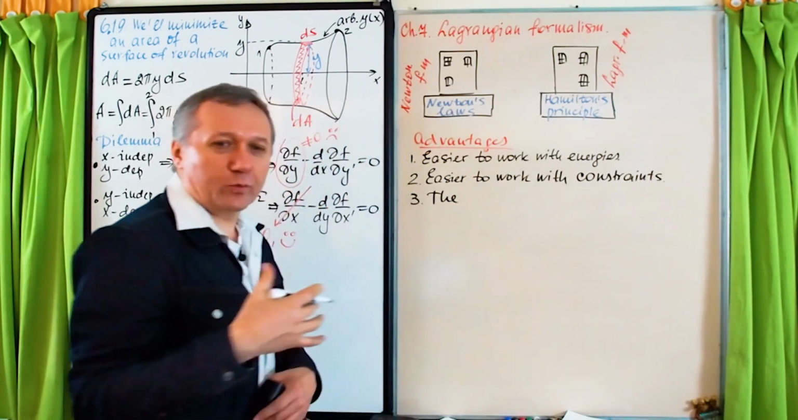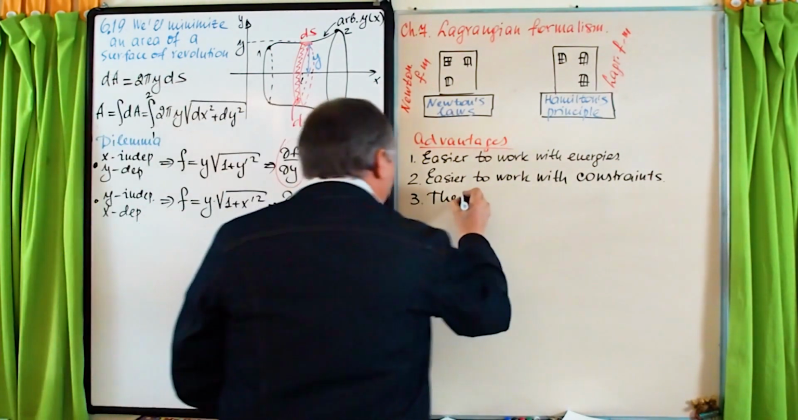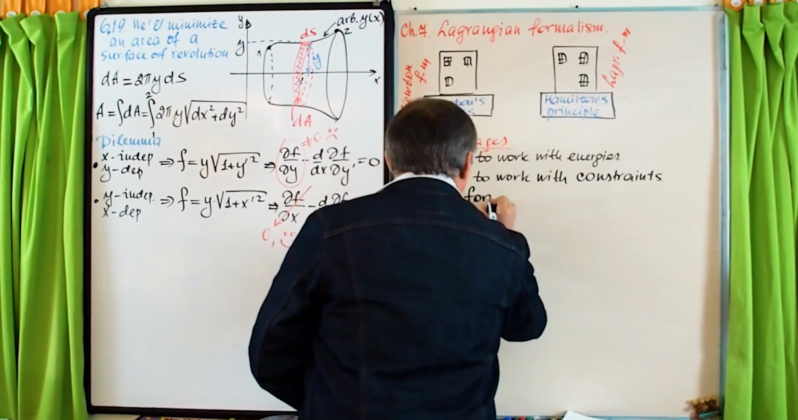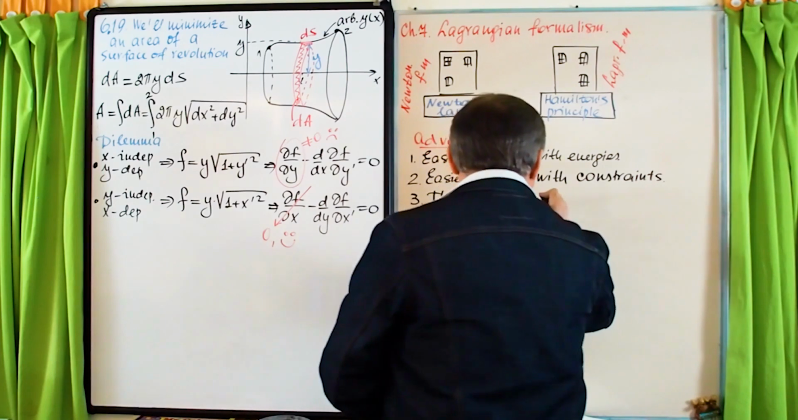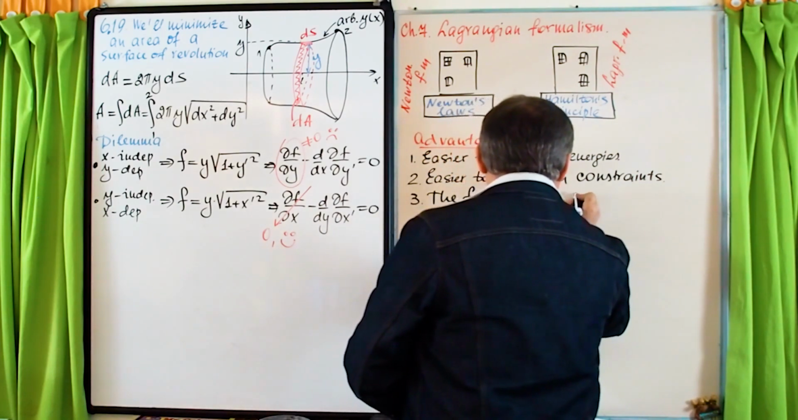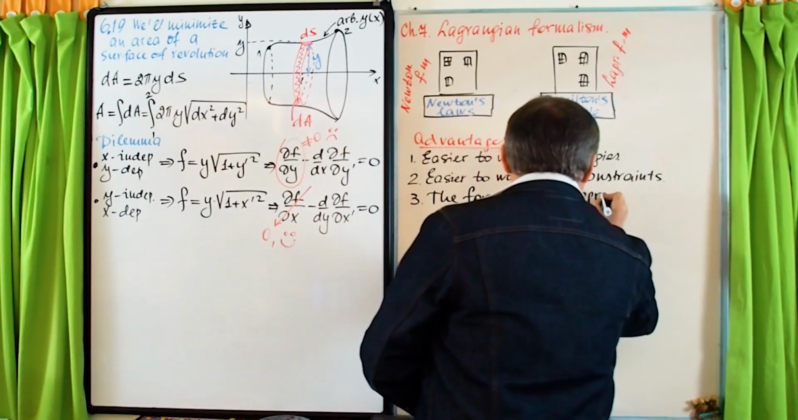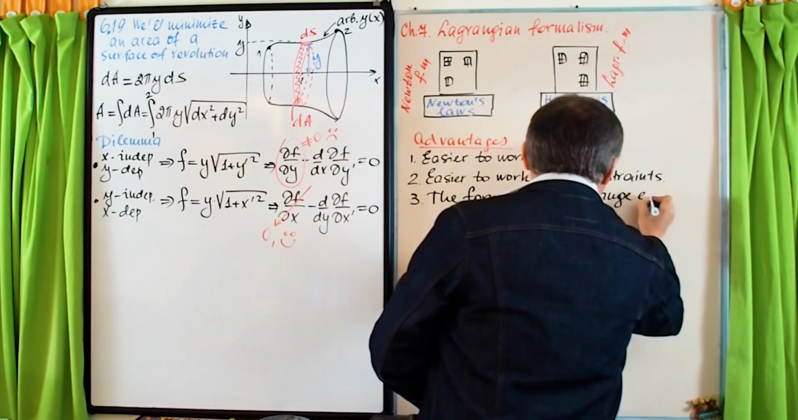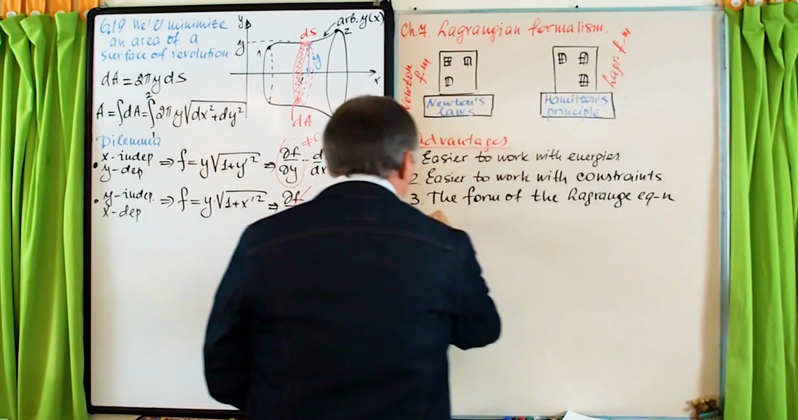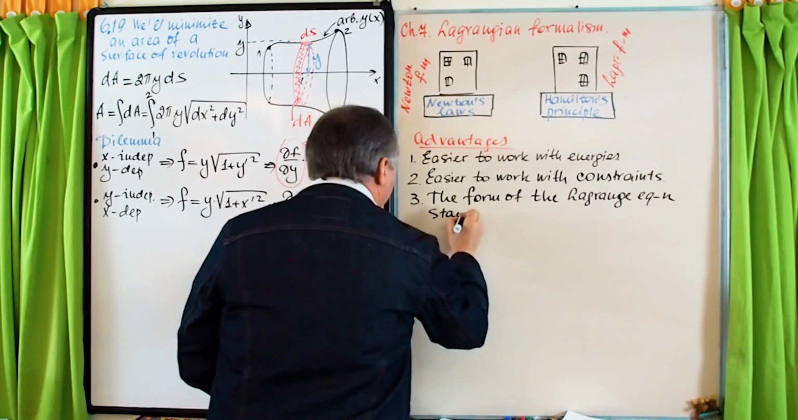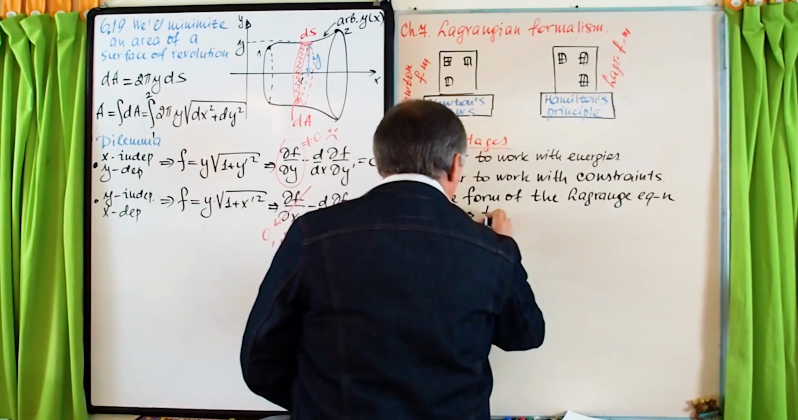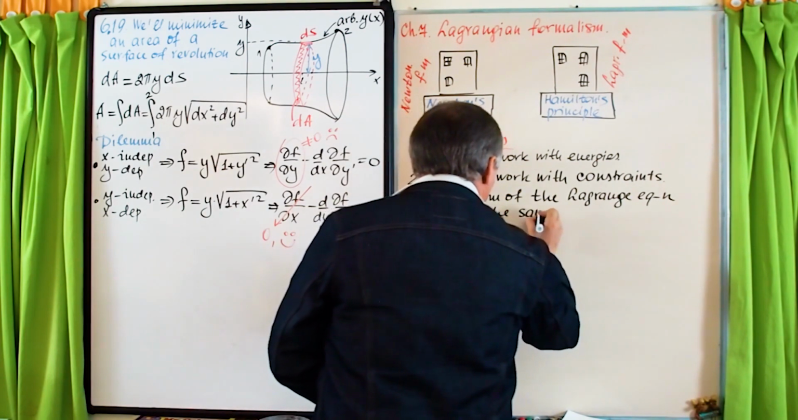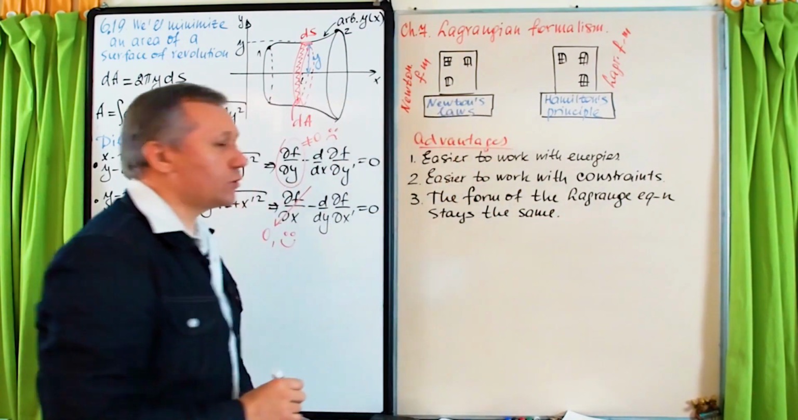So the last one: the form of the Lagrange equation stays the same. Of course, you still don't know which form, but we will write it in a second. Okay, so these are advantages.